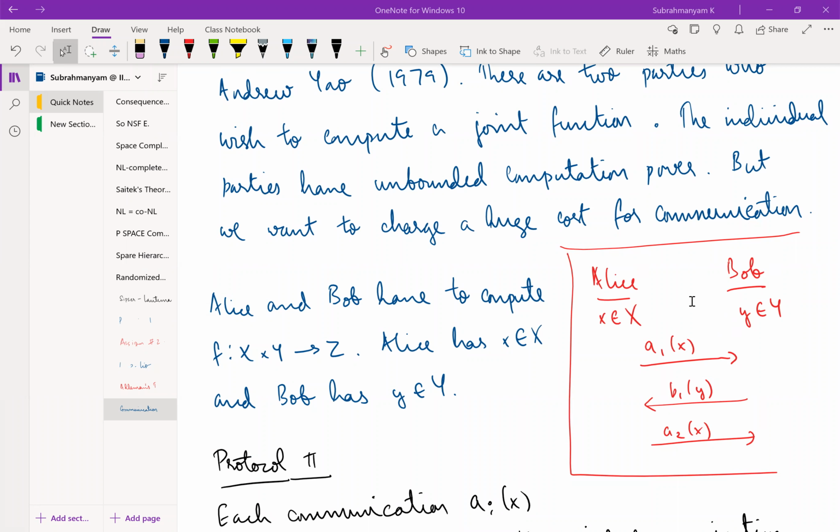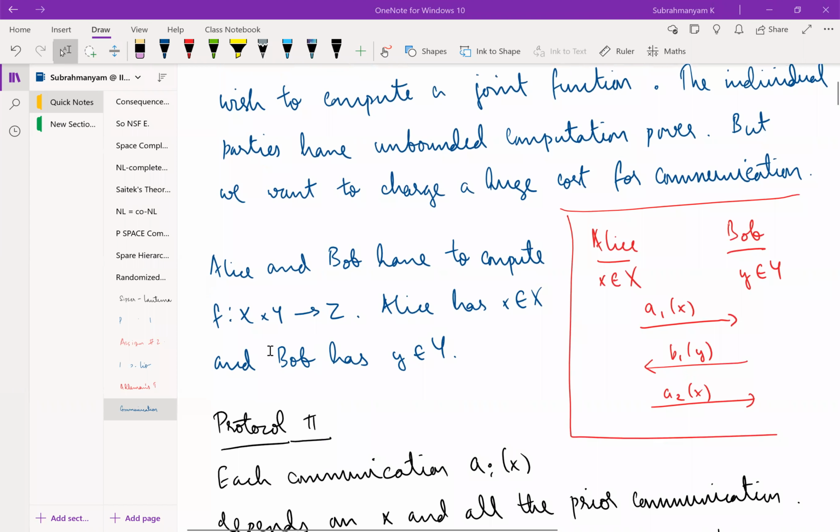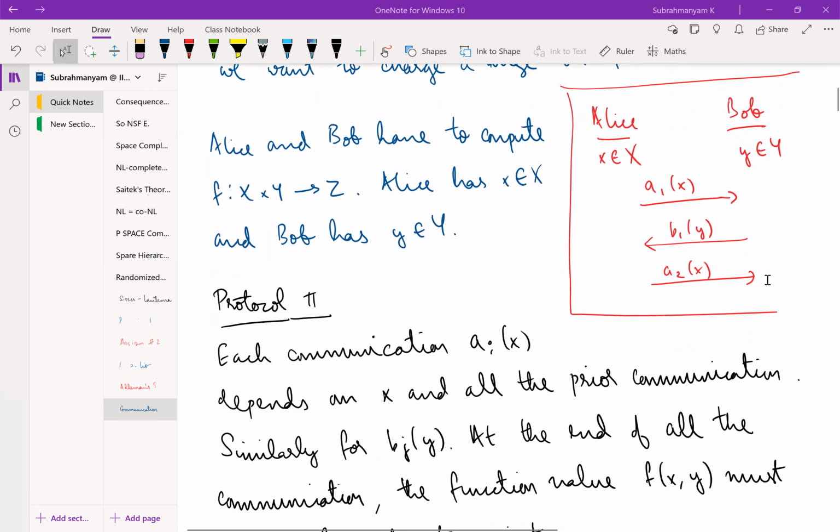Now, how do they together compute the function? Individually, Alice has unbounded computation power, and Bob has unbounded computation power. We do not try to restrict or measure the amount of time taken by Alice or Bob, or space taken by Bob, or the random bits, because that is not of concern here. The only thing that is of concern is the number of bits that has to be sent between Alice and Bob so that the computation is completed. So the goal is to compute f(x, y), where small x comes from the domain capital X and small y comes from the domain capital Y.